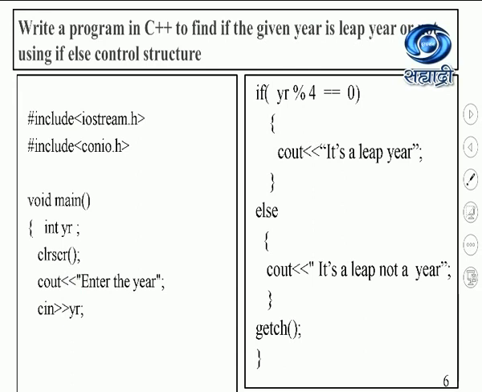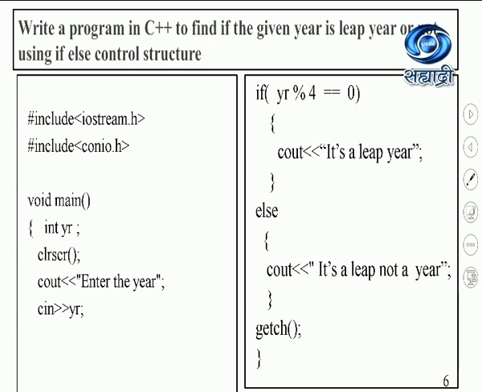So we check. Year is the variable. What is this? This is the modulo sign. What does it stand for? If you remember, it gives me the remainder between the two variables. So suppose I've put 2000 divided by 4, what is the remainder? It is going to be 0.